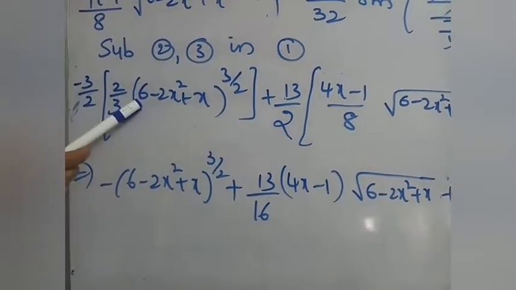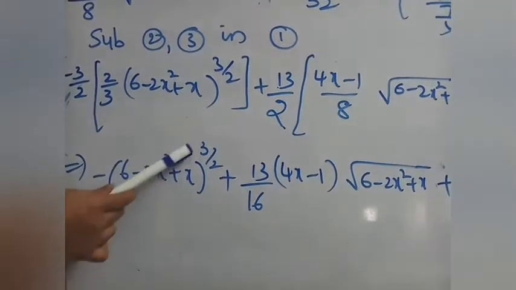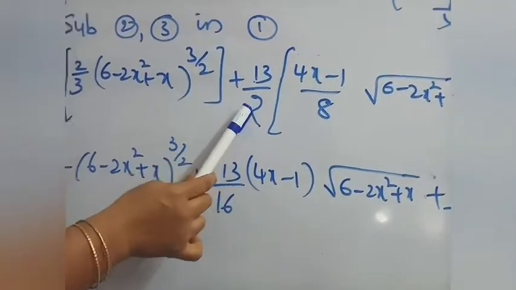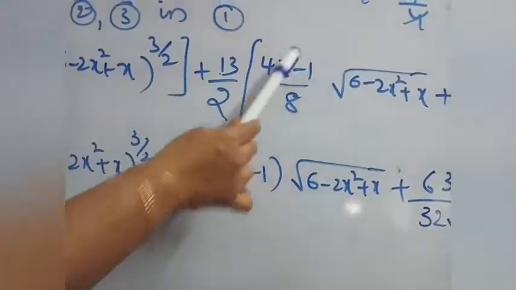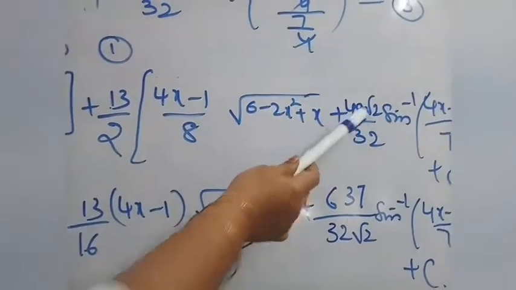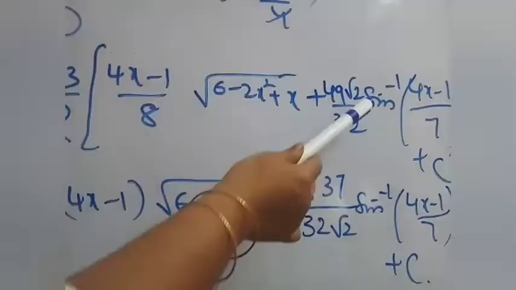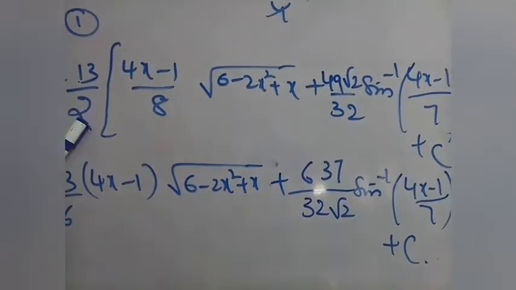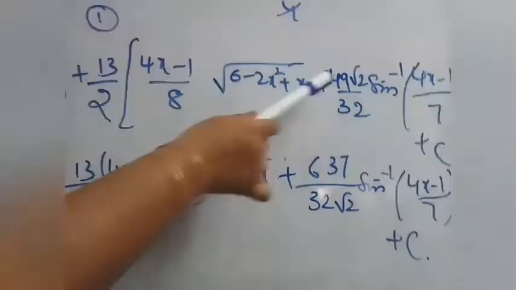Here minus of (6 minus 2x square plus x) whole power 3/2. Here multiplied with 13/2 for every term. So 13/2, 8 2s are 16, 4x minus 1 into root term as it is. Now see here 13 into 49, 637, and here root 2, here 2 is there. Root 2 can be written as root 2 into root 2. Then one root 2 gets cancelled.